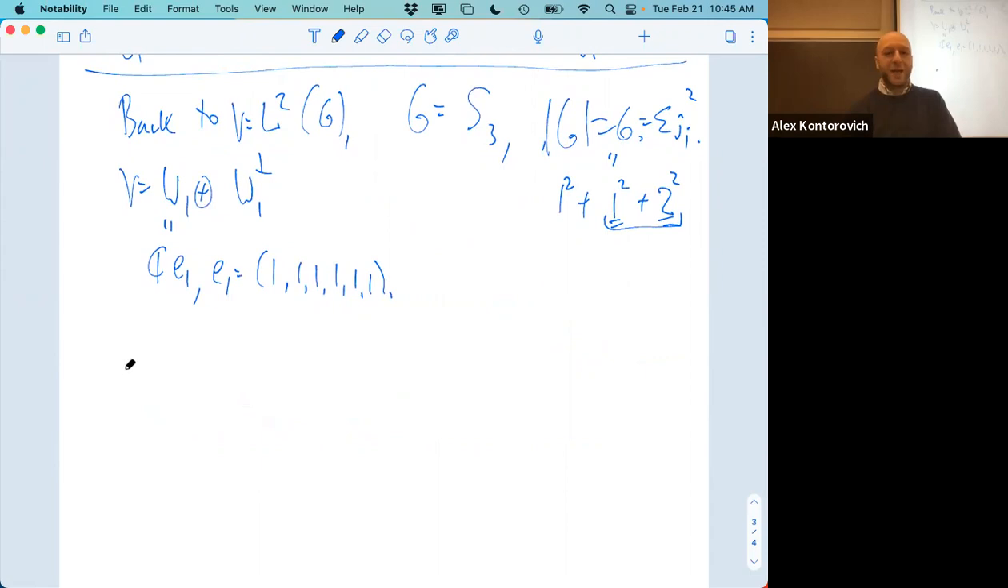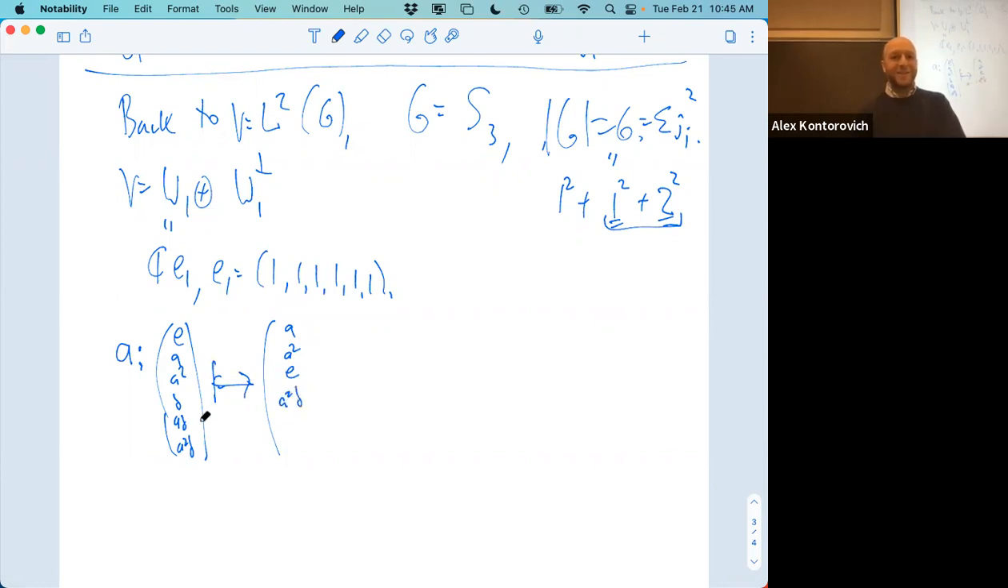So how are we going to find this? So again, let's recall what the action is. What does A do to all of our elements? E, A, A squared, B, AB, A squared B. So right multiplication by A maps E to A, A to A squared, A squared to E. B times A is A squared B. AB times A, now I have to do this off to the side, AB times A is A squared B, that's just B. And then this one has no other choice but to be AB.